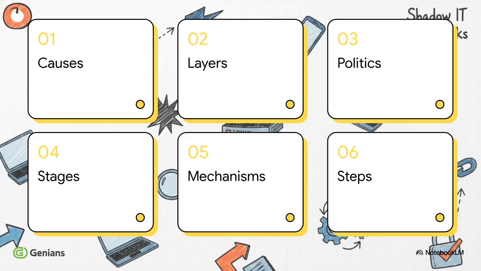Today's agenda covers exactly why this happens. We'll be breaking down the two layers of the shadow IT problem, the organizational politics at play, a realistic three-stage management model, three specific mechanisms for handling exceptions, and the practical first steps you can take.